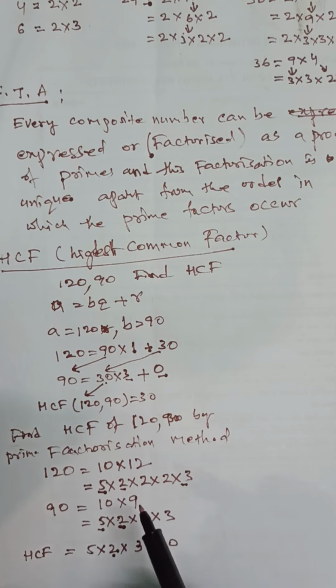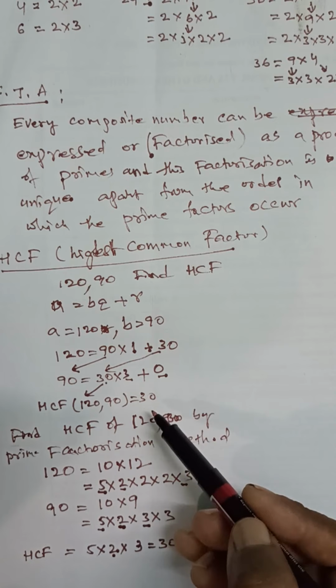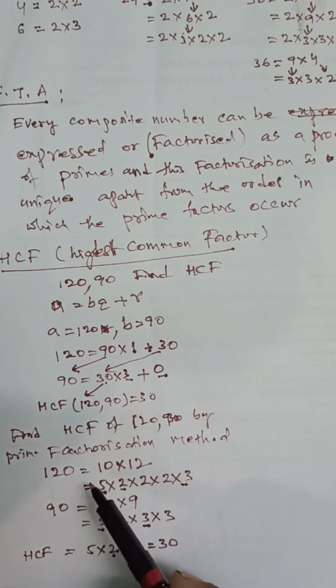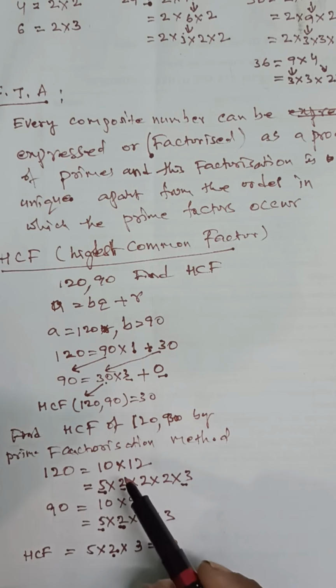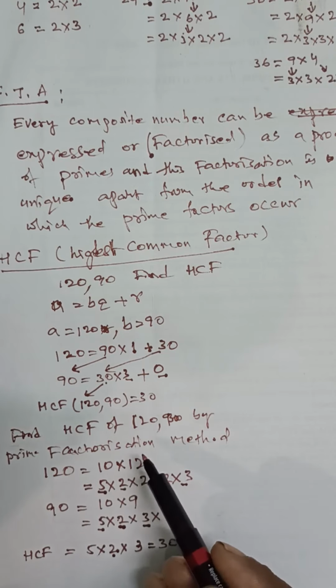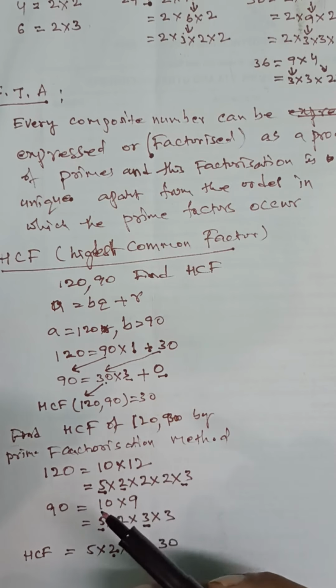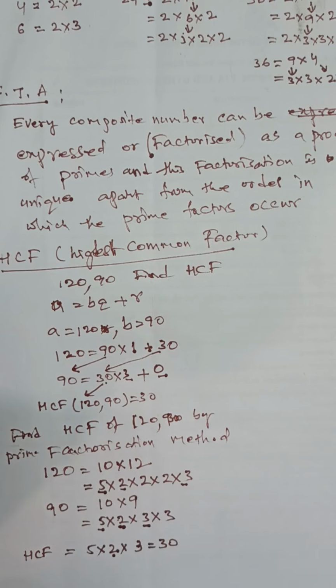By Euclid's division lemma, we got the same answer, 30. 30 is the HCF of 120 and 90. By prime factorization also we get the same answer. So this is the method of how to find the HCF of given numbers. And try one more example. We can take one more example, or you can try from the exercise on page number 8 of your textbook, and follow the next exercise 1.2.